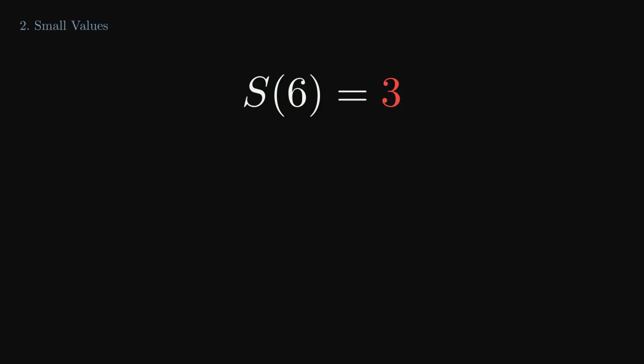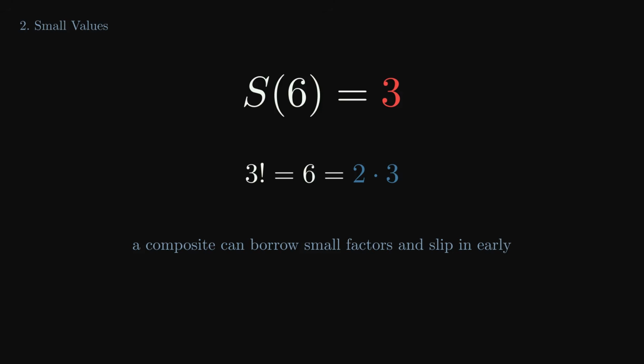6 gives 3, not 6, because 3 factorial already contains a 2 and a 3, and their product is 6. So 6 slips into a much earlier factorial than its own size would suggest. Some numbers land early, some are forced late, and the answers jump around. To see the pattern behind the jumping, we have to look at what a factorial is actually made of.